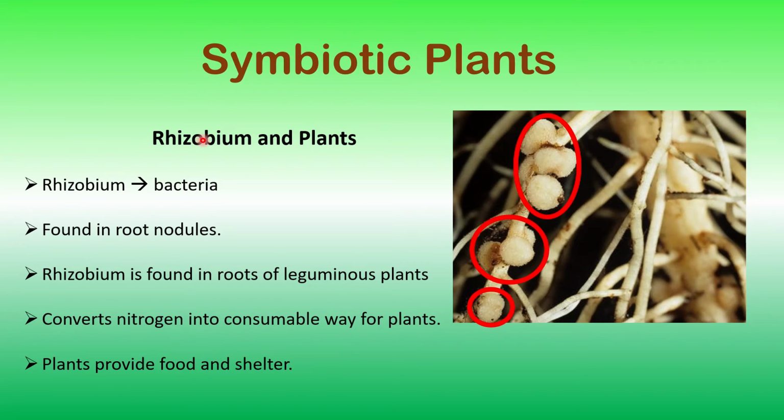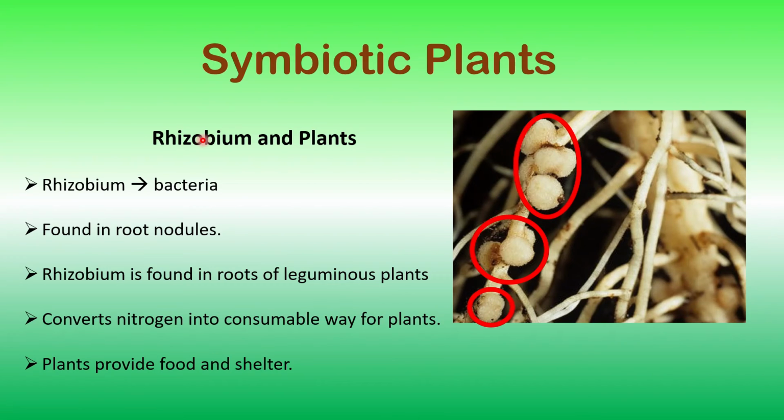So, what is a root nodule and why is Rhizobium present in the root nodule? Okay, so what's the function of Rhizobium? The function of the Rhizobium is to convert nitrogen into a consumable form for plants. As nitrogen cannot be consumed by the plants directly, the Rhizobium in the root nodules helps the plant convert nitrogen into a consumable form. In return, plants provide food and shelter to the Rhizobium.